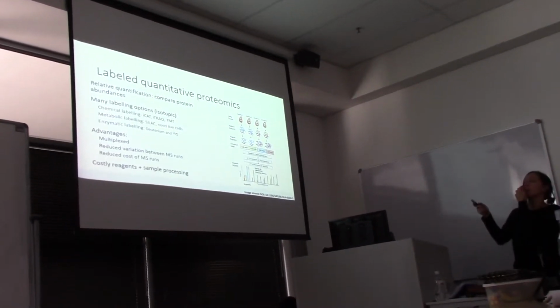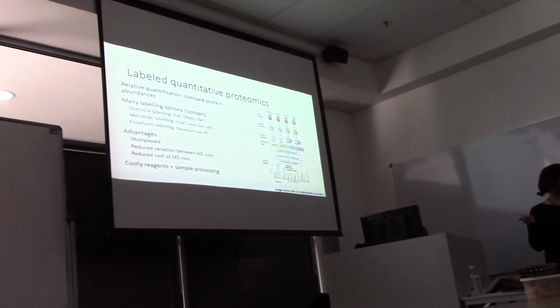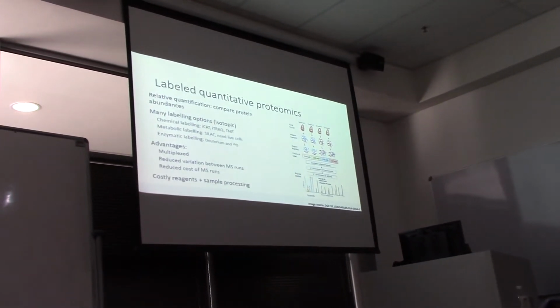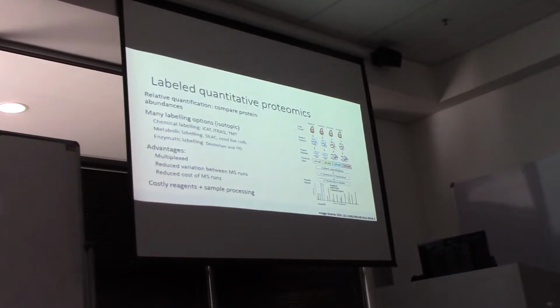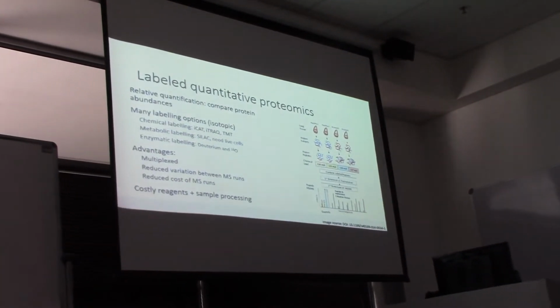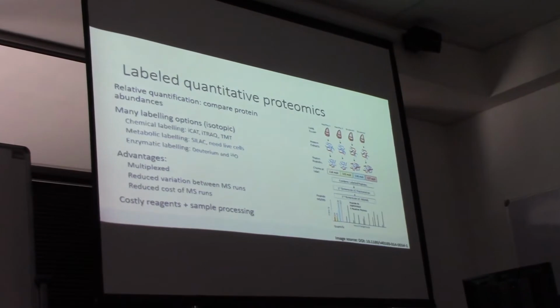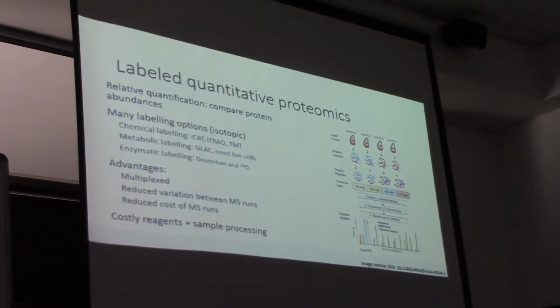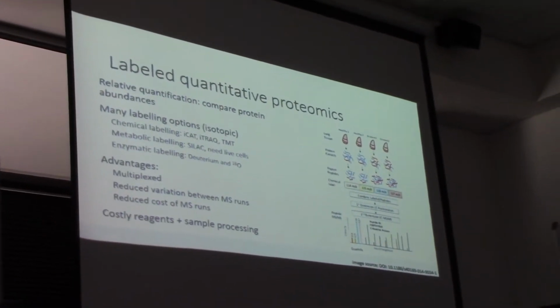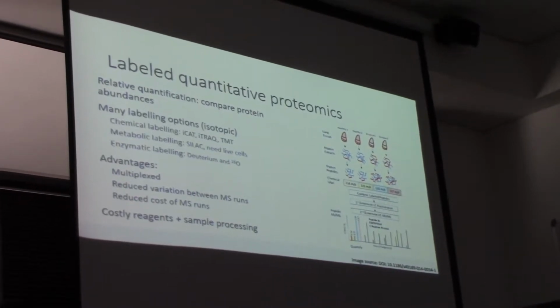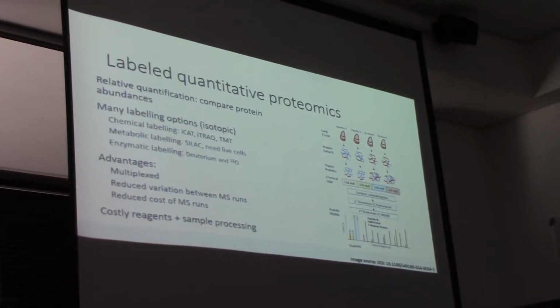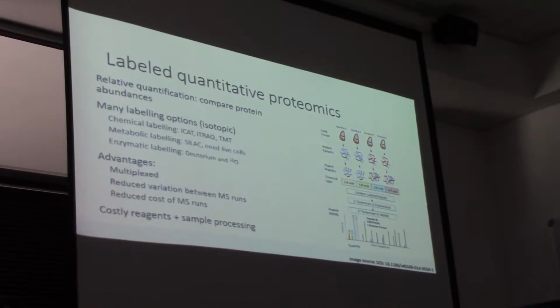So with label quantitative proteomics, you can compare protein abundances based on the presence of labels that you have tagged onto your protein, and there are a number of labeling options. You can do chemical labeling, or most of them are based on isotopic labeling. So you can do iCAT. iCAT is maybe an older methodology. I don't know if anyone still uses it. I've never used iCAT. I think with iCAT you can only compare 2 samples at a time.